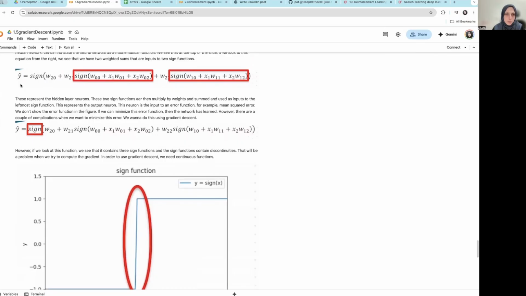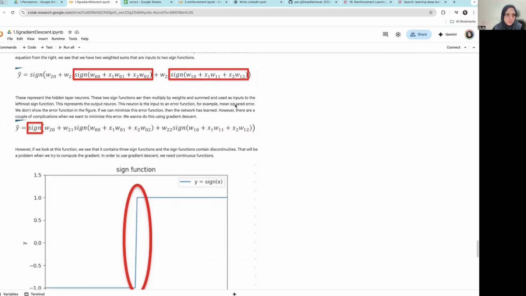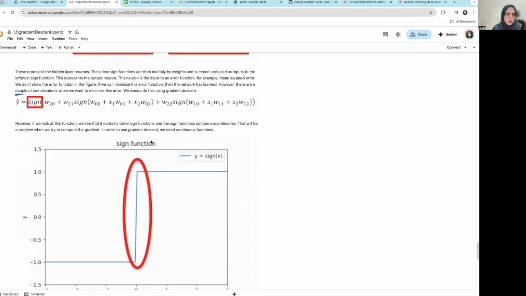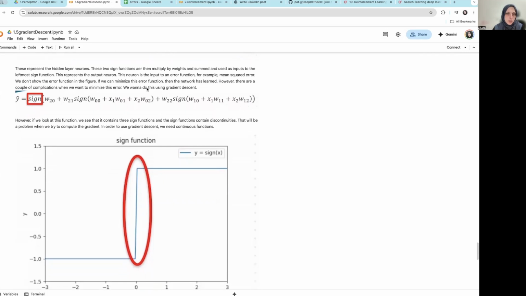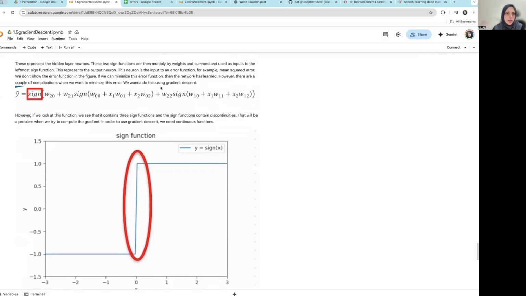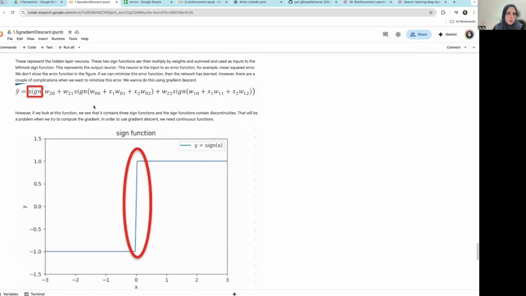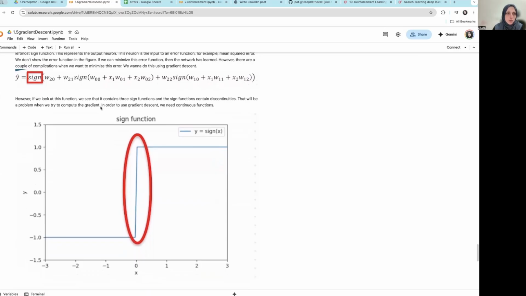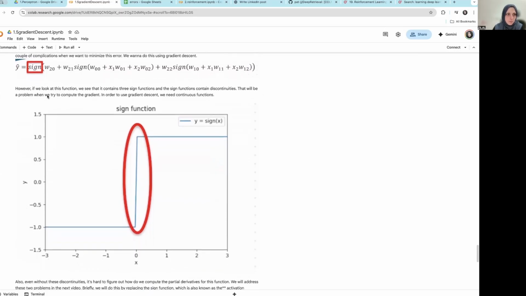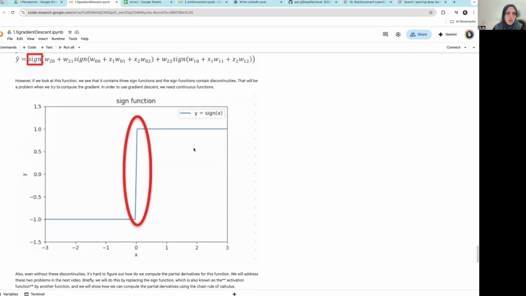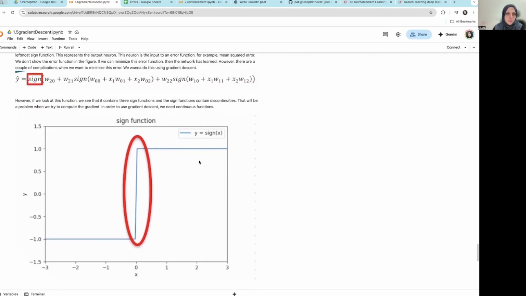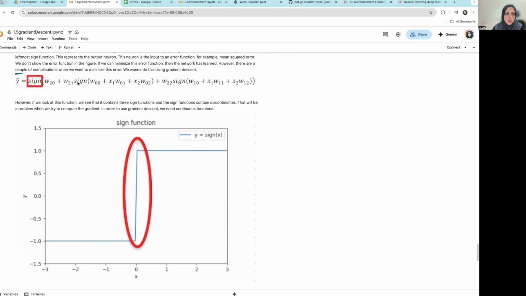This neuron is the input to an error function, for example, mean square error. We don't show the error function in this figure. If we can minimize this error function, then the network has learned. However, there are a couple of complications. When we want to minimize this error, we want to do this using gradient descent. However, if we look at this function, we see that it contains 3 sine functions. This and this and this.